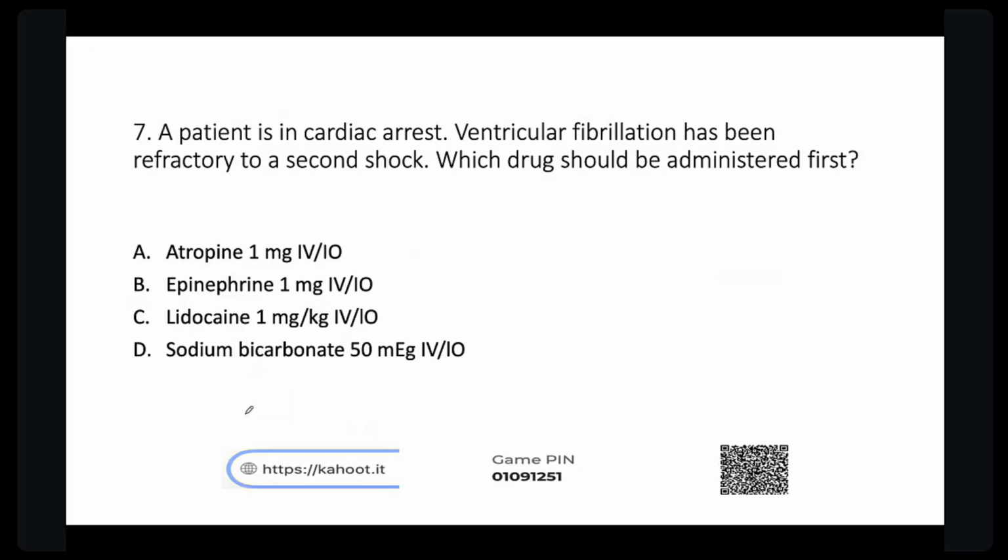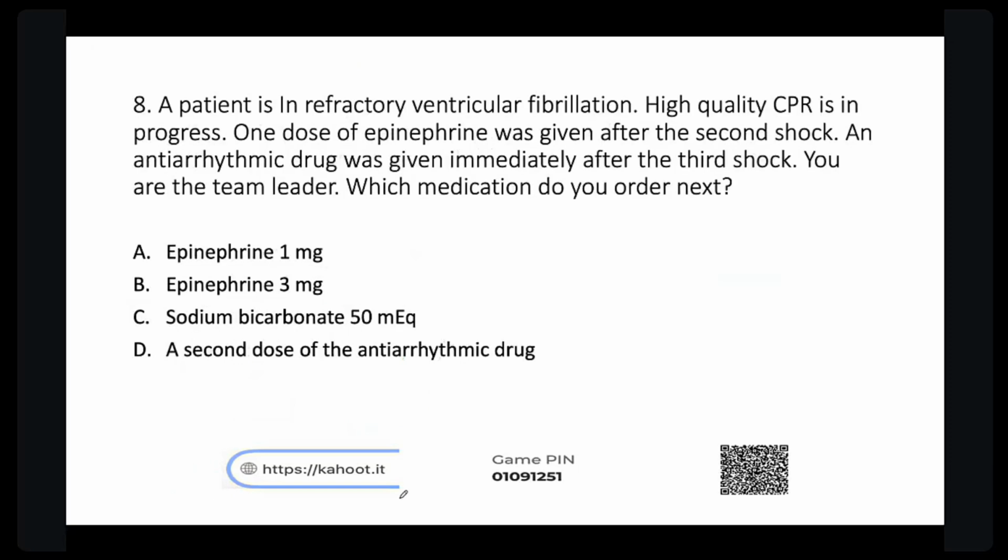Next self-assessment question. A patient is in cardiac arrest. Ventricular fibrillation has been refractory to the second shock. Which drug should be administered first? Atropine 1 milligram IV or IO, epinephrine 1 milligram IV or intraosseous, lidocaine 1 milligram per kg IV or intraosseous, sodium bicarbonate 50 milliequivalents. Okay, this is milliequivalents, intravenous or intraosseous. Again, the link remains the same. If you can join the Kahoot assignment, you can go ahead with question number 7.